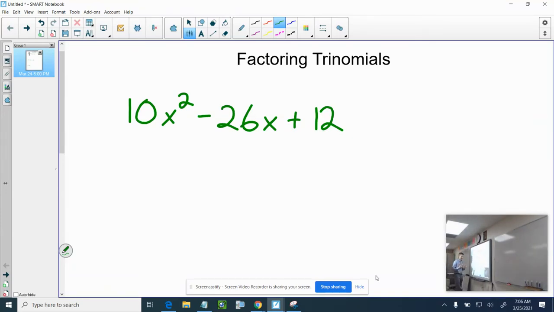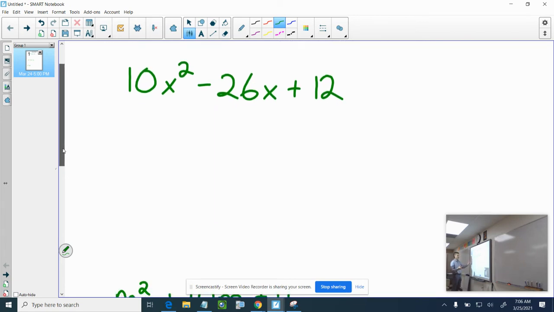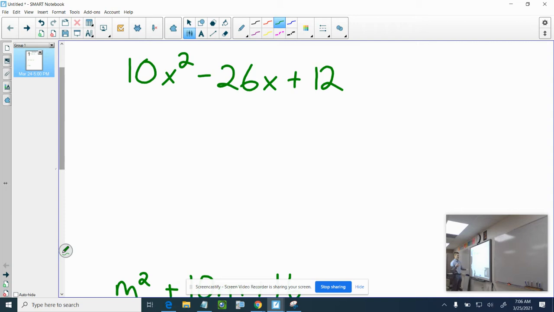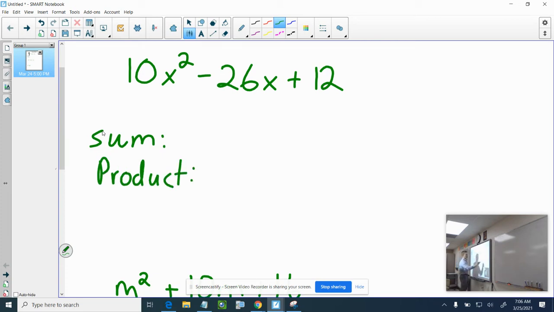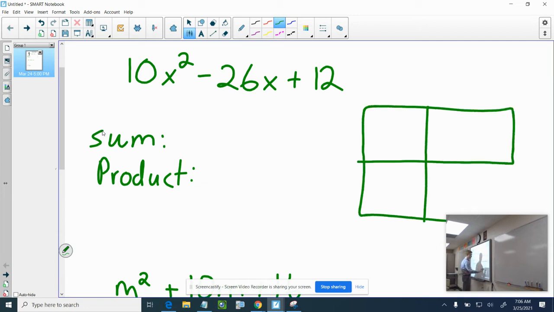So what I like to do to start, and when you get really good at these you won't necessarily have to do this, is I'm just going to start by writing the sum, product, a box, and then I'm going to start filling in what I know.